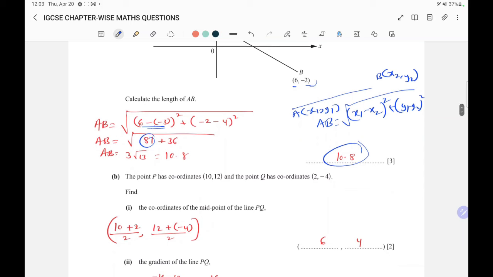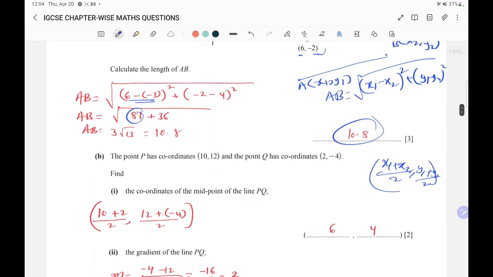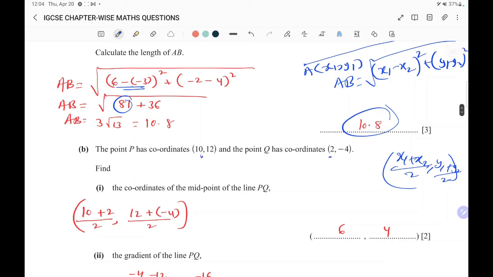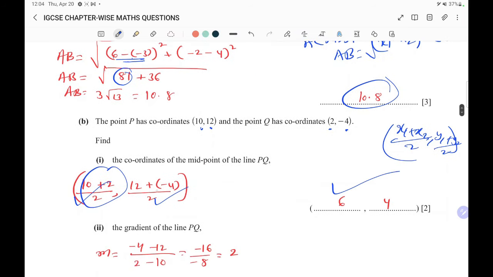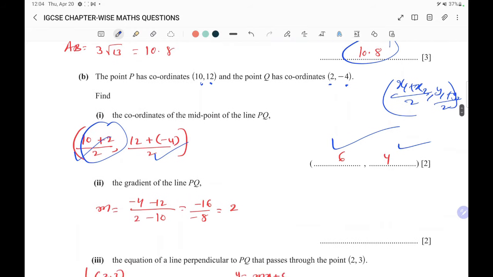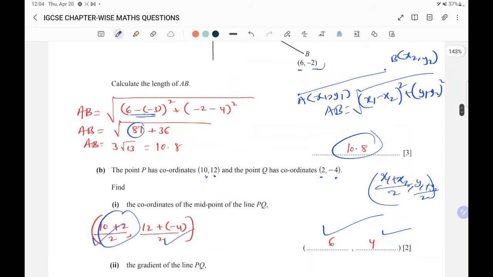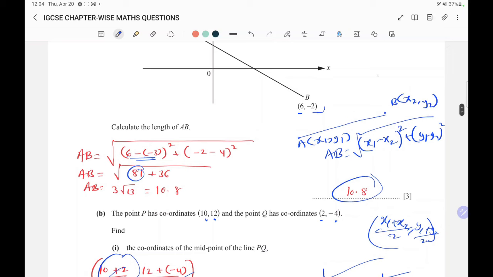So again, guys, if you need to find the midpoint of AB, then the midpoint is x1 plus x2 over 2, y1 plus y2 over 2. So accordingly, 10 plus 2 over 2 and 12 minus 4 over 2. So 10 plus 2 over 2, that is 6, and 12 minus 4 over 2, that is 4. Now gradient of the line PQ. So this is the full revision, right? So gradient is y2 minus y1 over x2 minus x1.